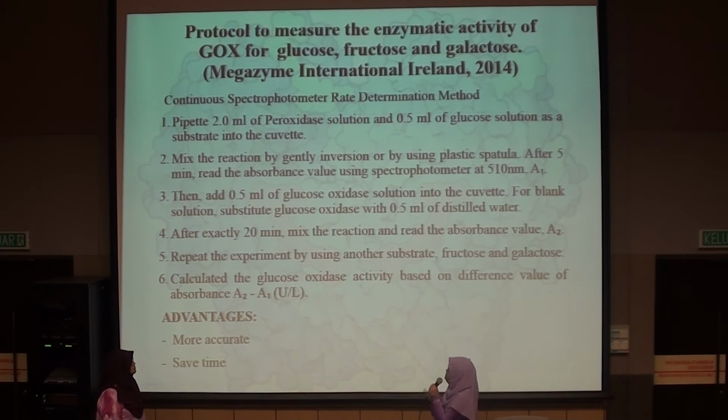This value is taken as the first absorbance, A1, and then we add 0.5 ml of glucose oxidase solution into the cuvette. For the blank solution, we substitute the glucose oxidase with 0.5 ml of distilled water. After exactly 20 minutes, we mix the reaction again and read the absorbance value as A2. We repeat the experiment using the different substrates, fructose and galactose, and we can calculate the glucose oxidase activity based on the difference in absorbance, A2 minus A1, in units per L. We use this method because it is more accurate and saves more time.